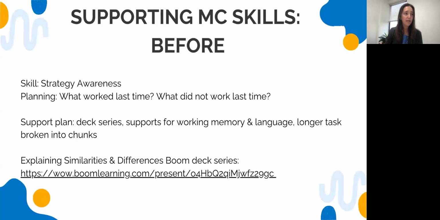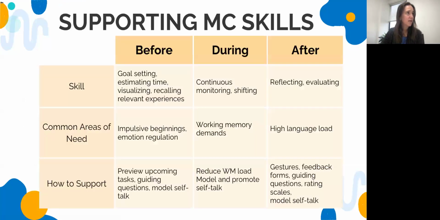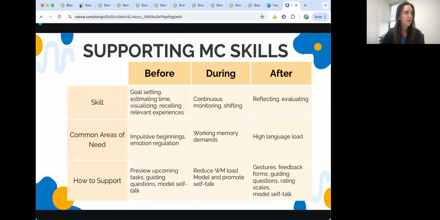The support plan here is, I'm going to show a deck series. This applies to really any Boom deck series where you've got Boom decks that repeat similar skills but are slightly different from deck to deck. I'm going to show how I'm supporting working memory and language by taking a longer task and breaking it into chunks. Okay, so here's where I'm going to try to shift over to my first deck.